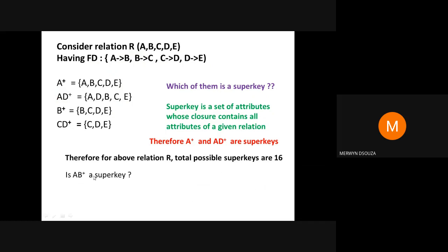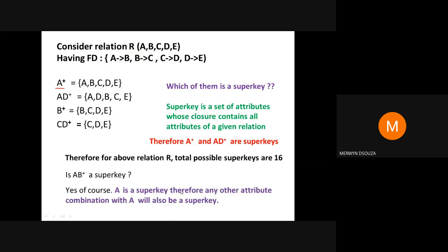So is AB a super key? How will you find out? One way is to find the closure. The second way is, since we have already found that A is a super key, any combination of A with other attributes of R will also be a super key. So AB will be a super key, AC will be a super key, ABC will be a super key, ADE will be a super key.